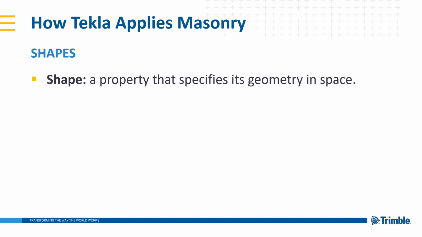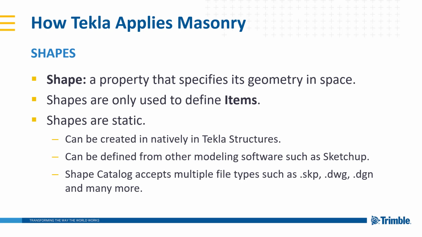A shape is a property that specifies its geometry in space. Shapes are used to define items. Shapes are static. They can be created natively in Tekla as well as profiles, but they can also be defined from other modeling software such as SketchUp.